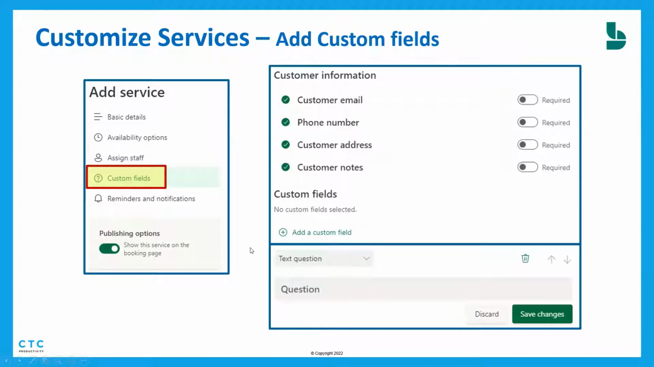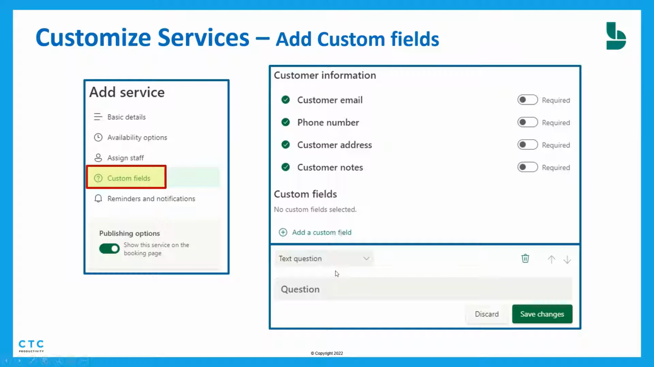What customer information do you want them to enter? You can turn these on and make them required, that they need to enter their email, their phone number, if you're going to call them, or if you need to call them. Do you want their address? Do you want them to put some notes in there? And you can add customized fields.